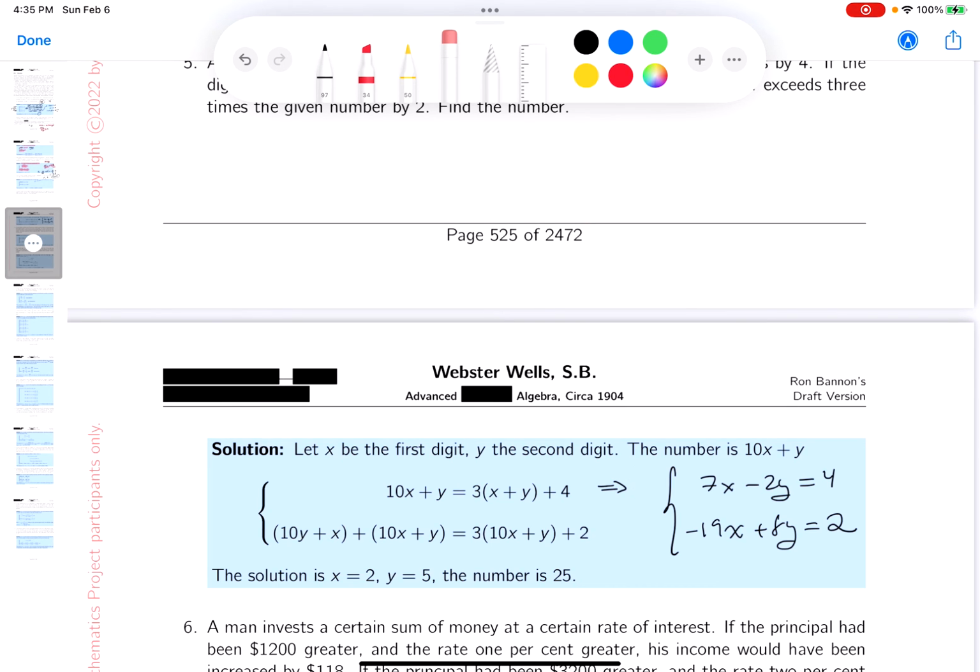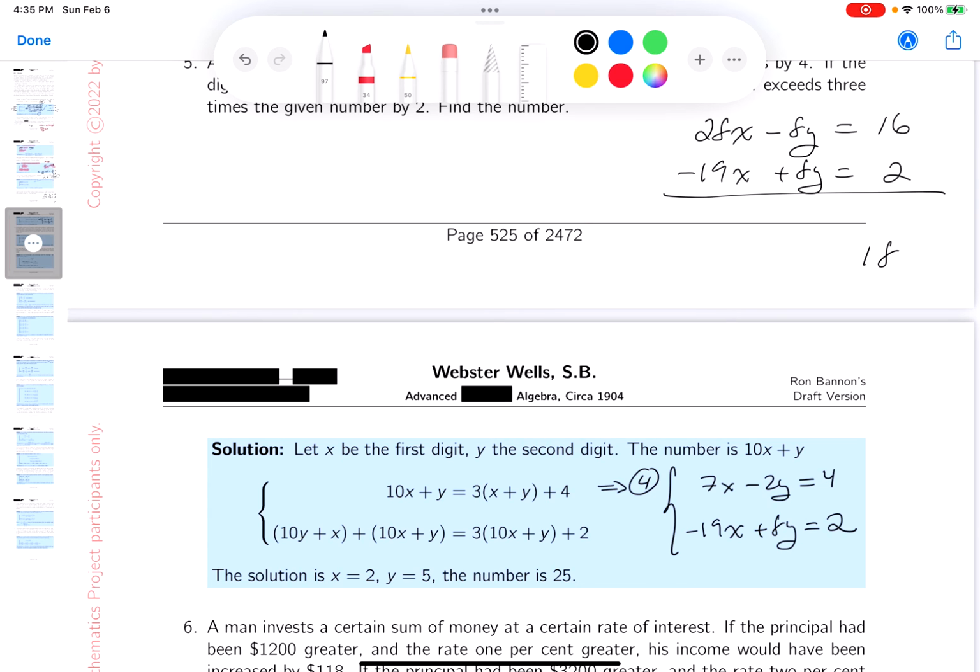Deja vu all over again, isn't it? 28x. 4 times 7 is 28. Minus 8y equals 16. Minus 19x plus 8y is equal to 2. Line 18. Y's disappear. And then what do you get there? 9x. Gee, I don't know where I made the error last time, but I made the error somewhere. Maybe I didn't multiply. Who knows? I can't remember. I erased my work.